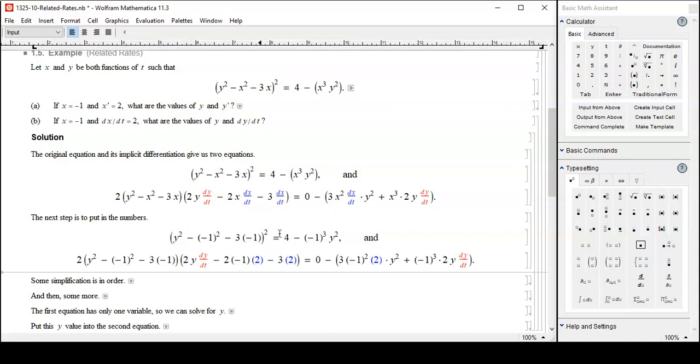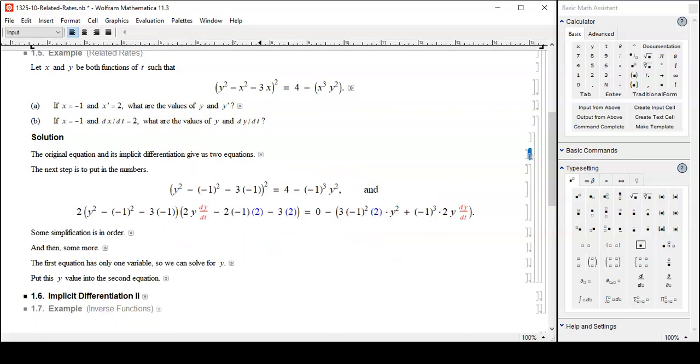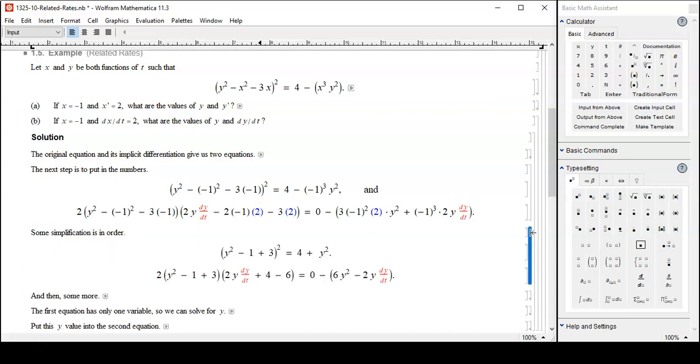Now, can I close these? The original and the implicit differentiation. And now, after plugging numbers, we don't need those anymore. Plug in numbers. We have these two equations. But then again, too complicated. Some simplification is in order. We have to calculate all those and make it simpler. And I'd like to save some time.